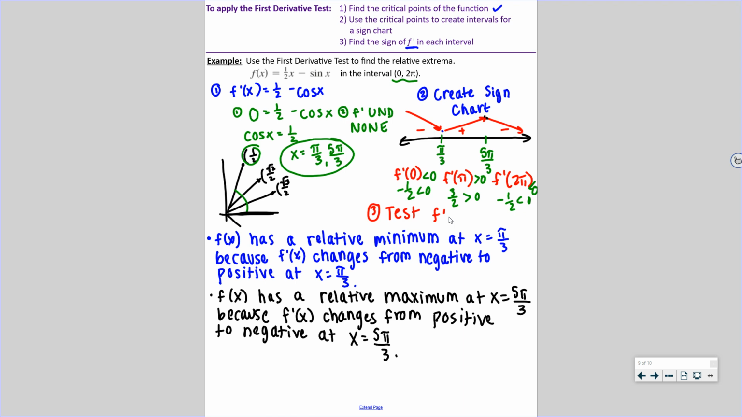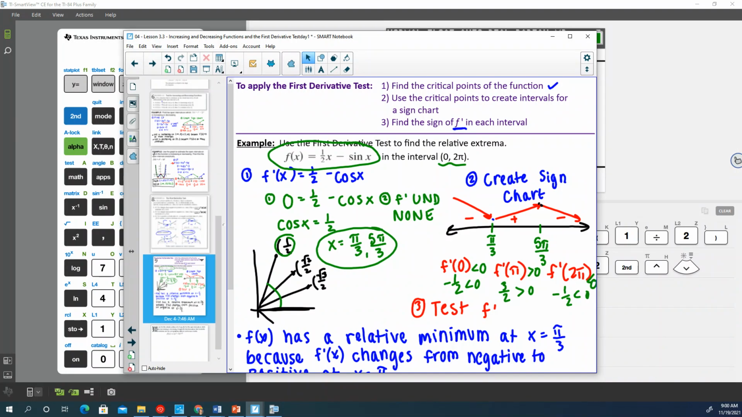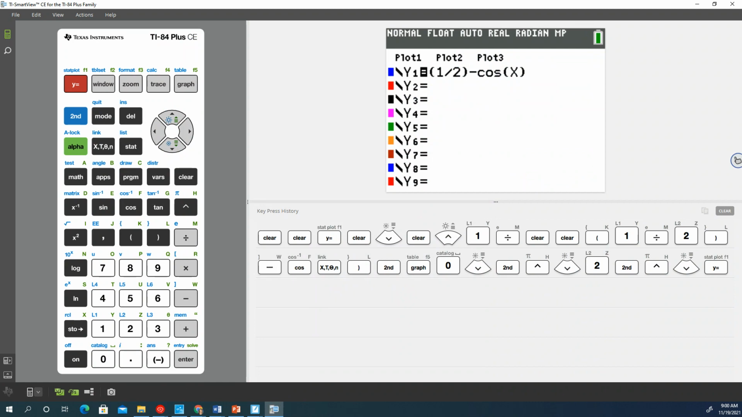Okay, I'm going to graph this original curve quick so you can visualize what we just found. I always like to do that, see if it makes sense. 1/2 x minus sin x.